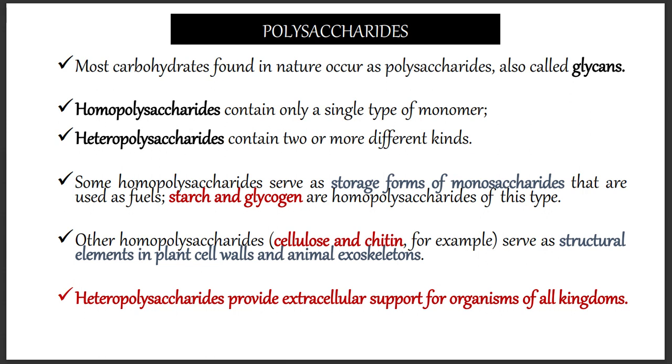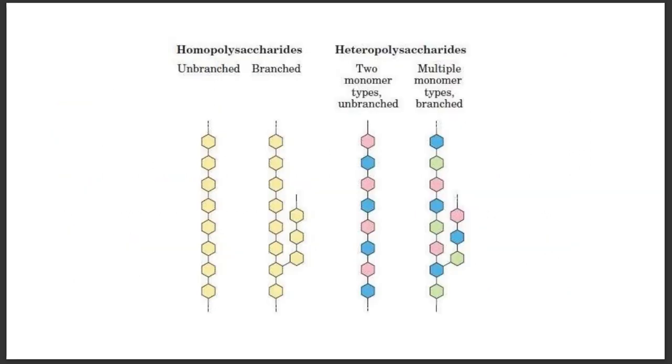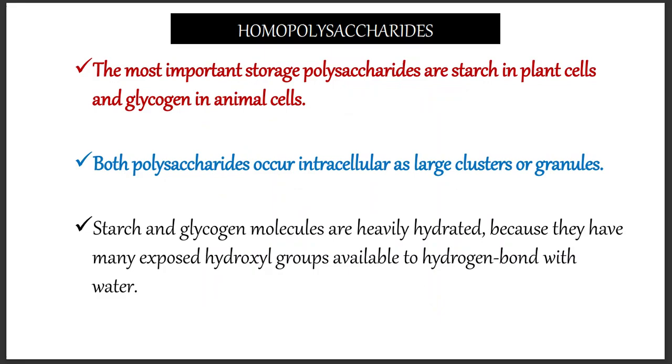Heteropolysaccharides, hetero meaning these are made up of different monosaccharides. These provide extracellular support for organisms of all kinds, no limitation. Okay, so this is how they look. Homopolysaccharides, you can see, don't have different monosaccharides, only one form. Heteropolysaccharides have different forms. These can either be branched or unbranched.